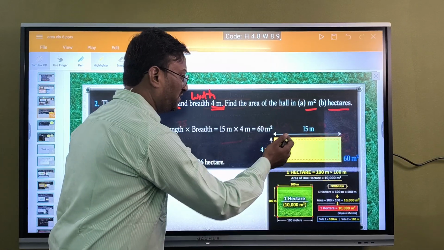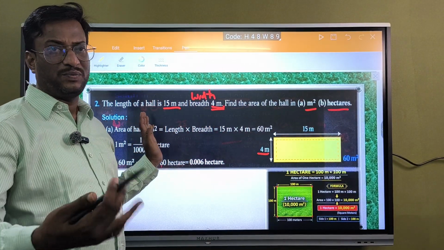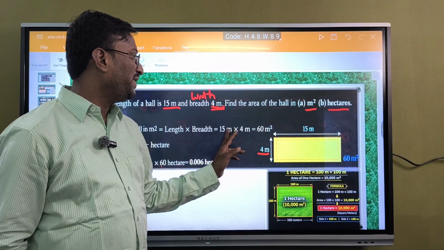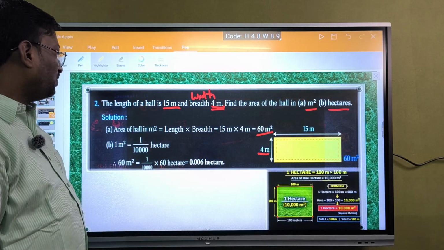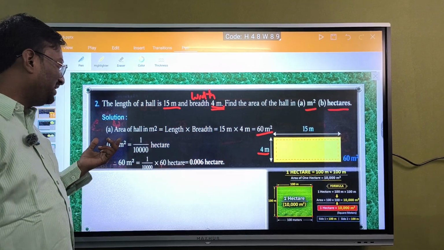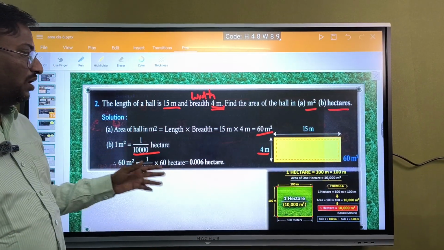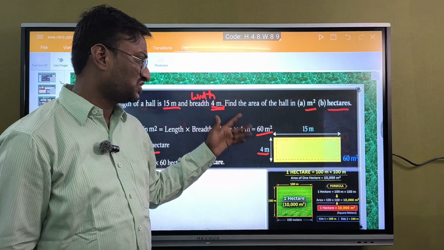So length is 15 and breadth is 4. We know that the area of the rectangle is length into breadth. So 15 into 4 will give you 60. Meter into meter will give you meter square. Now, 1 meter square is equal to 1 by 10,000 hectares. Already we have used this formula, even in past slides also.